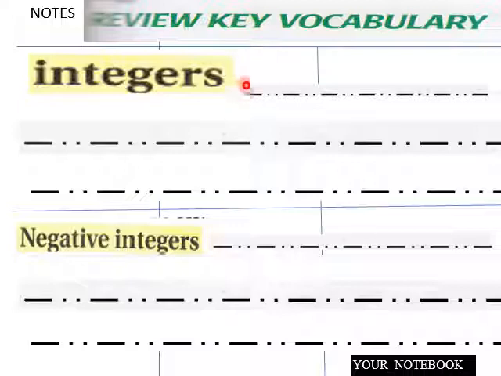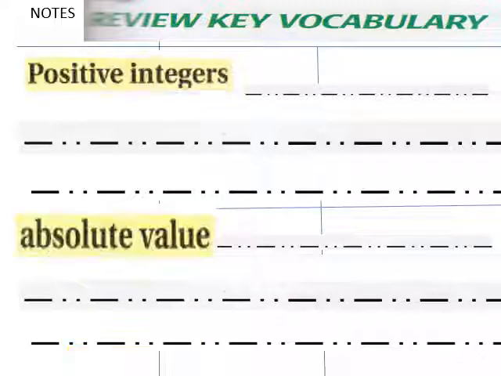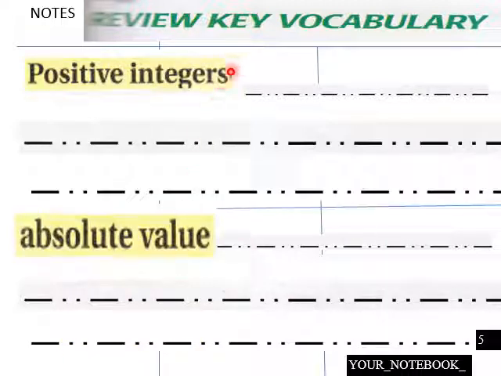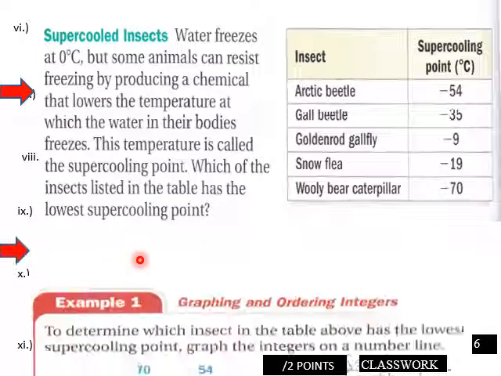Students, in your own words, define integers and then define negative integers in your own words. This is your notebook entry, page 4 on this lesson. And then we have positive integers and then absolute value. We've covered absolute value at this point as well.